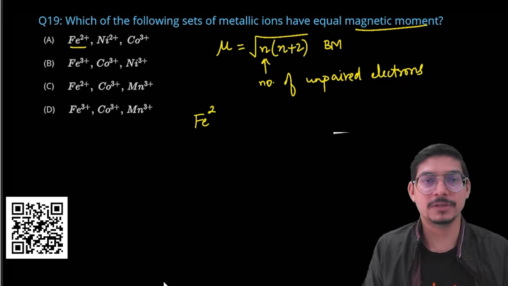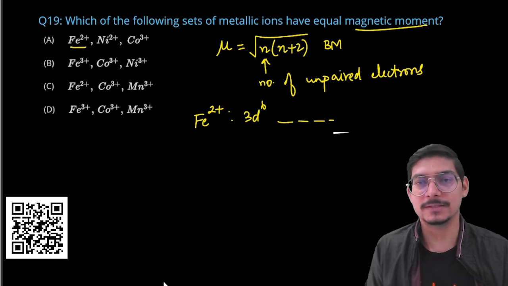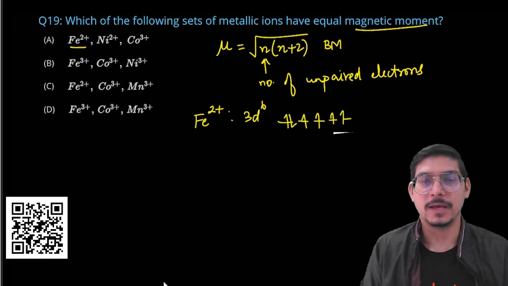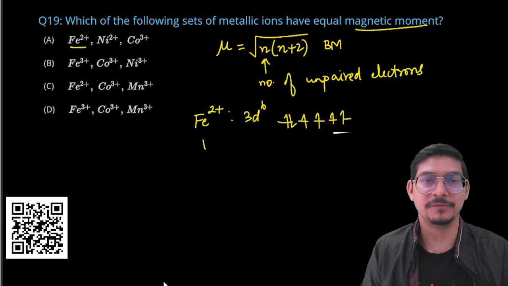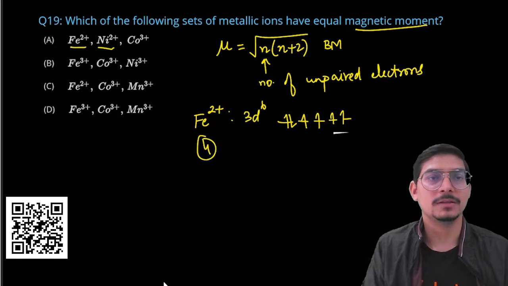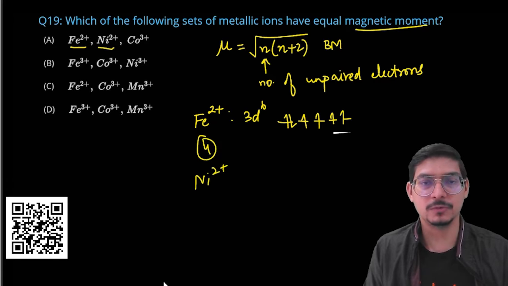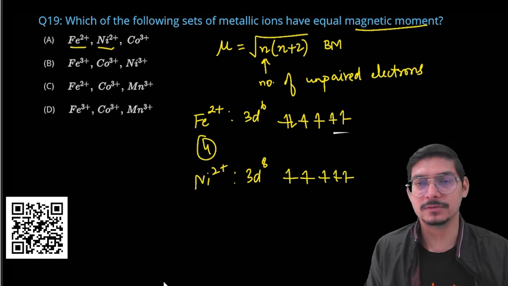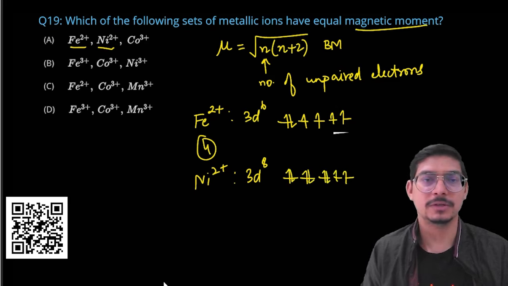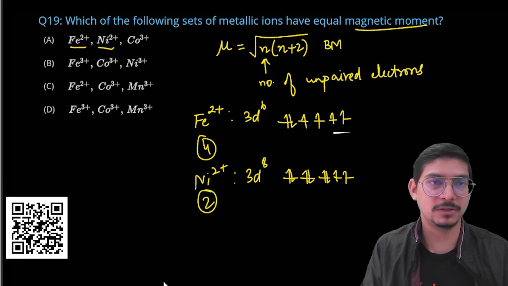The electronic configuration of ferrous ion is 3d6, which means that it has 6 electrons in its d subshell. As per this configuration, we can see that there are 4 unpaired electrons. The electronic configuration of nickel 2 plus is 3d8, and we can clearly see here that we have 2 unpaired electrons, because these 8 electrons would arrange themselves like this, leaving behind 2 unpaired electrons. So this is definitely not worth pursuing, because it is not the correct answer.